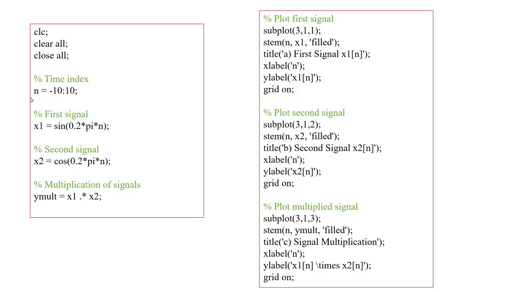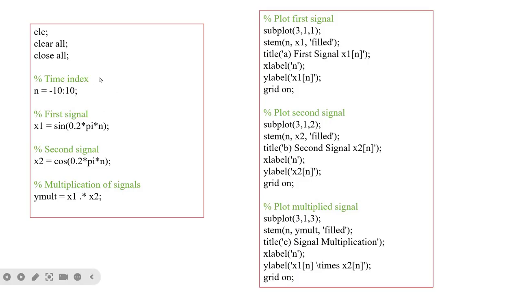Then the next line is creating the time index. n is equal to minus 10 colon 10. It will create a discrete time index ranging from minus 10 to plus 10. And how many samples does the signal contain? It contains 21 samples from minus 10 to plus 10. And this time index is used as the x-axis for plotting the signals.